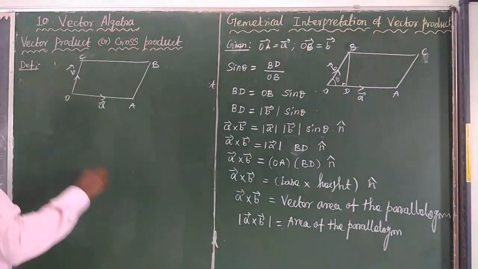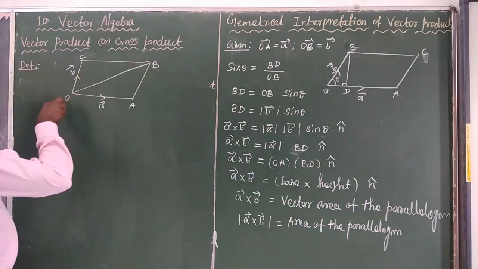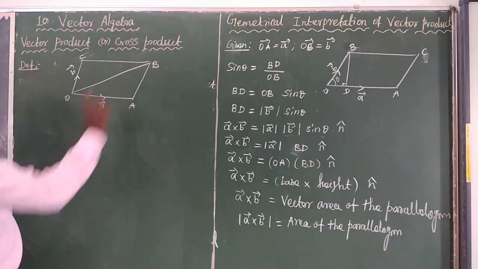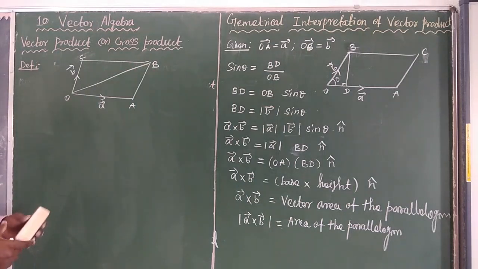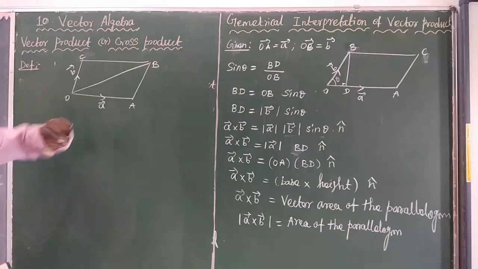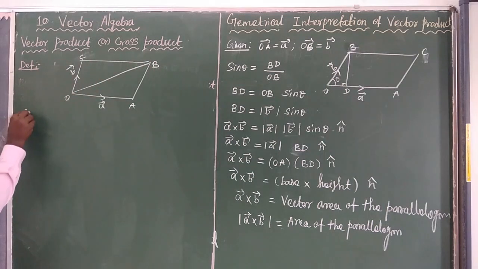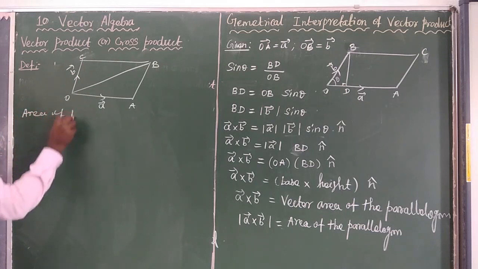Now in the same way, let's draw the diagonal. Here OAB is a small triangle. So from a parallelogram, how many triangles do we get? We get 2 triangles. So I find out the area of the triangle. How? The area of the triangle.